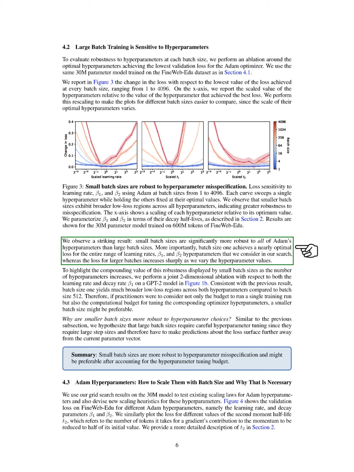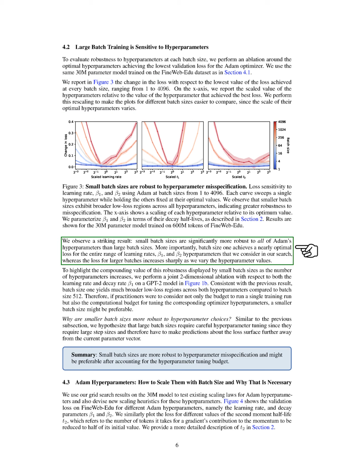We find that smaller batch sizes are much more robust to changes in Adam's hyperparameters than larger ones. Notably, a batch size of 1 maintains nearly optimal loss across a wide range of learning rates and decay parameters, while larger batches see a sharp increase in loss with hyperparameter variations.